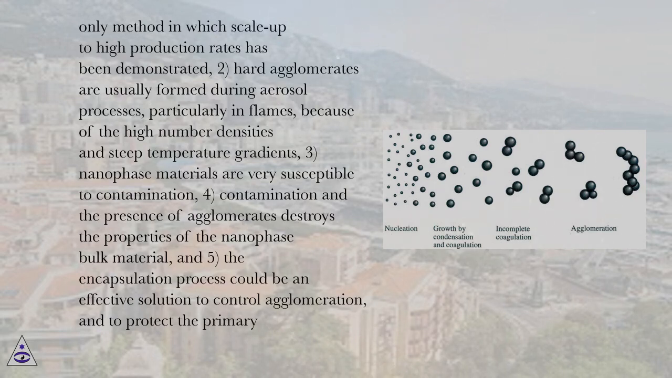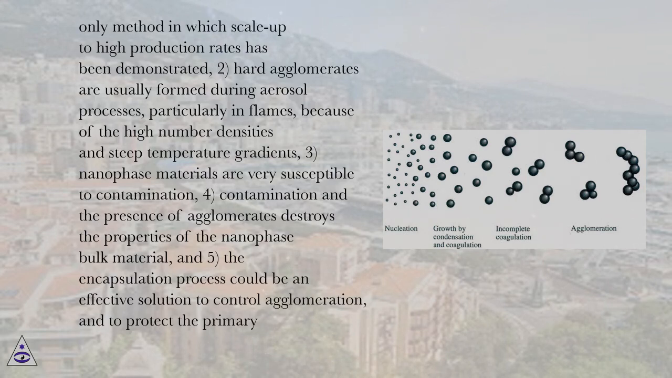2. Hard agglomerates are usually formed during aerosol processes, particularly in flames, because of the high number densities and steep temperature gradients. 3. Nanophase materials are very susceptible to contamination. 4. Contamination and the presence of agglomerates destroys the properties of the nanophase bulk material.